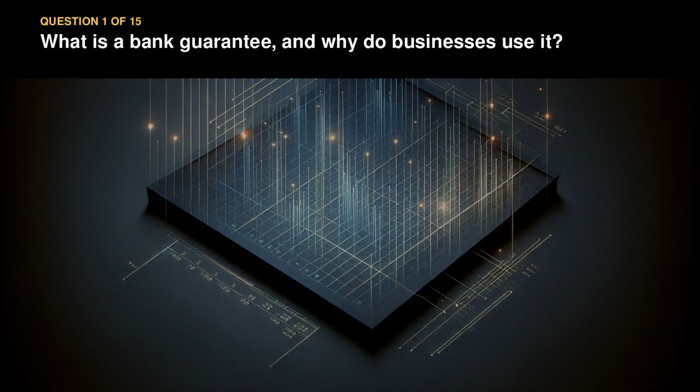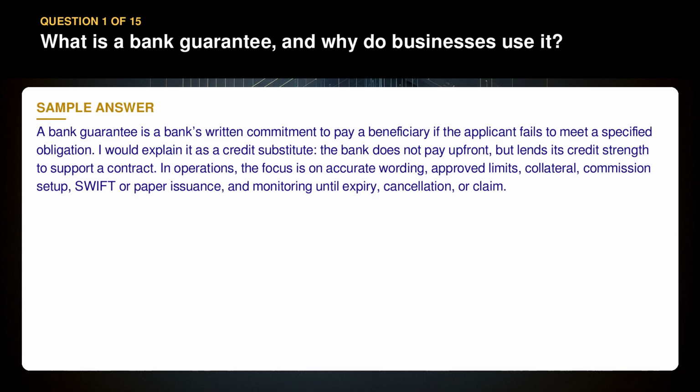Question 1. What is a bank guarantee, and why do businesses use it? A bank guarantee is a bank's written commitment to pay a beneficiary if the applicant failed to meet a specified obligation. I would explain it as a credit substitute. The bank does not pay up front, but lends its credit strength to support a contract.